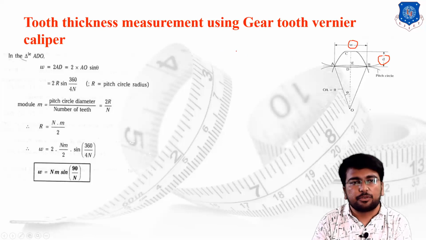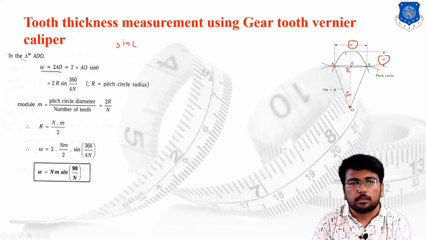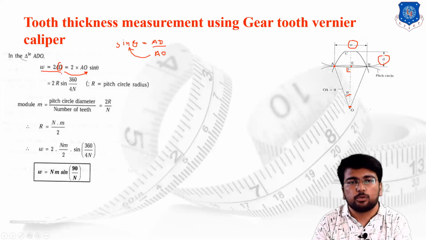First of all, let us consider the triangle ADO. Pay attention to the screen, the triangle A, D, O. This is the triangle ADO, where this is theta. Over here we have a right angle triangle. We know the value of W is twice of AD. Then what is AD? Use the basic sine theta. What is sine theta? Opposite side upon hypotenuse. Making AD the subject, AD is equal to AO sine theta. So I can replace AD with AO sine theta. So W is equal to twice of AO sine theta.